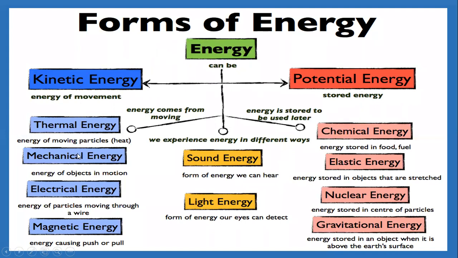All these are forms of kinetic energy: thermal, mechanical, electrical, magnetic. And potential energies are chemical energy, elastic energy, which is energy stored in objects that are stretched, just like a rubber band. Nuclear energy is stored in the center of particles, like a nuclear bomb and other things. Gravitational energy is energy stored in an object when it is above the Earth's surface. When it goes down, the gravitational energy changes into kinetic energy.